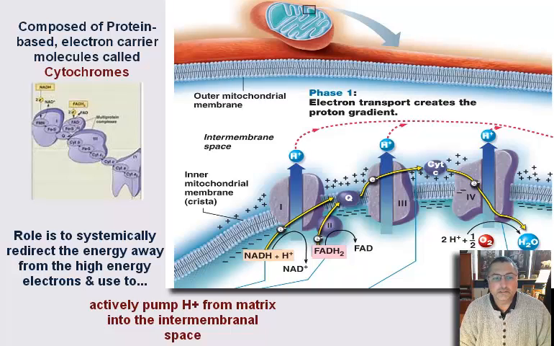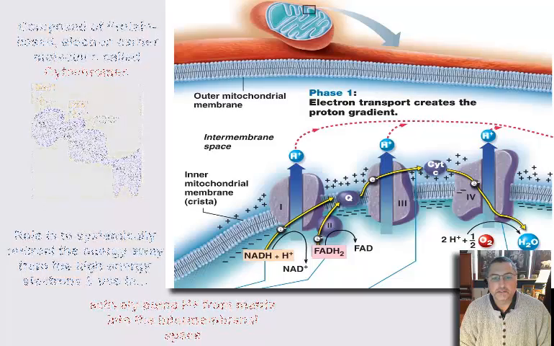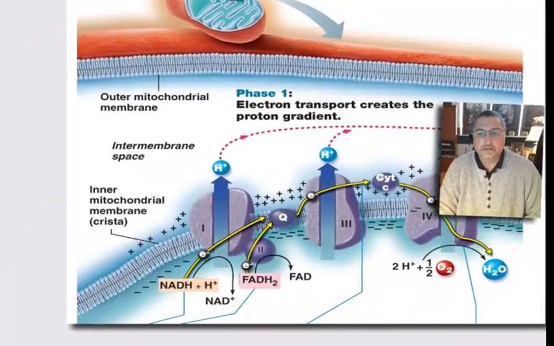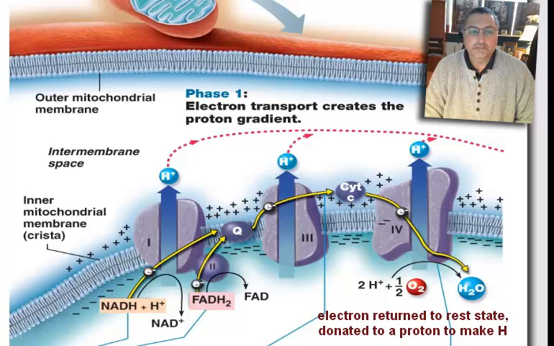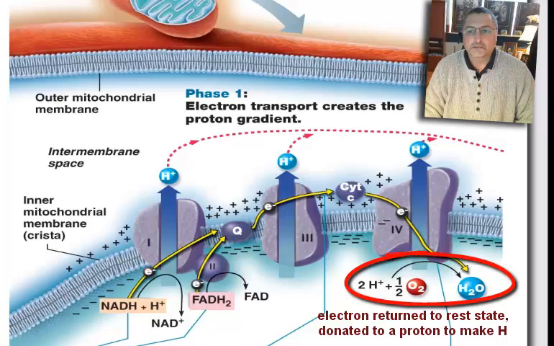Now, each time the electrons are transferred from one complex to the next, a portion of the energy is drained from the electron. At the end of complex 4, note that the electron is returned back to its resting state. It has no net potential energy left. And these electrons are going to be donated back to a proton in the form of a hydrogen ion. Two such hydrogen ions are going to be covalently bonded to an oxygen atom to safely store and transport away from the mitochondria. Here is where the oxygen is going to be used.